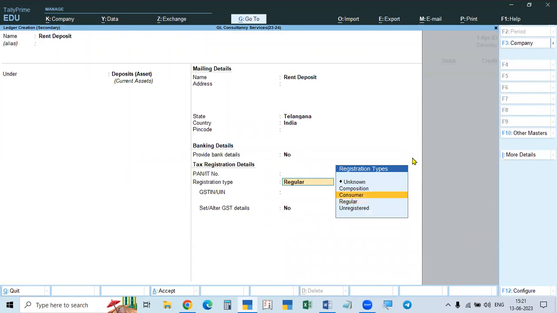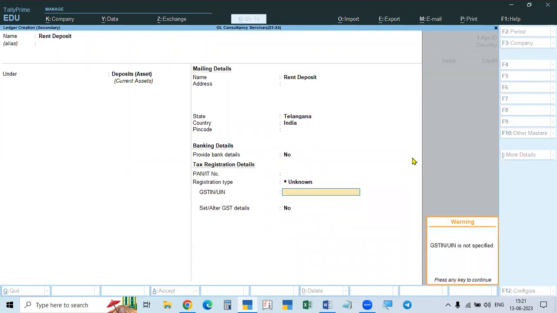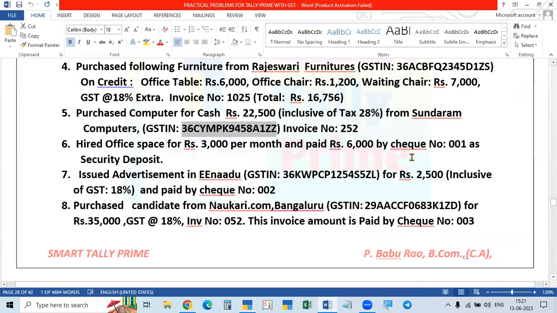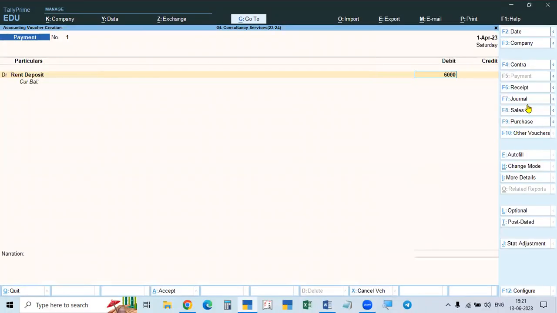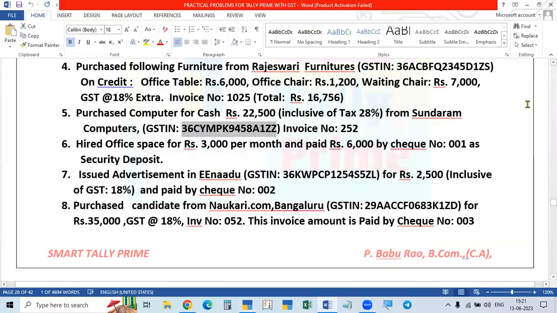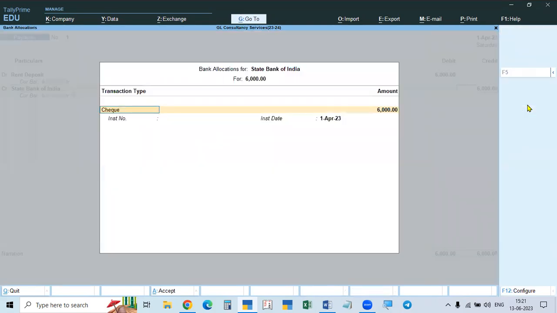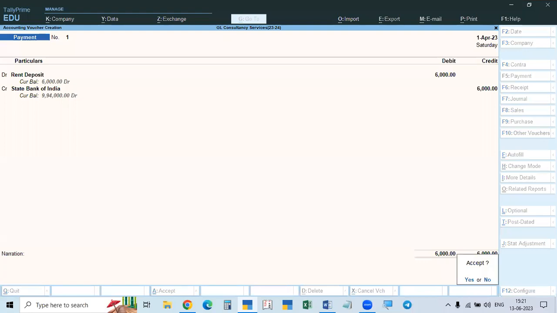And here the deposit is not taxable. So just enter that. And for rent deposit, how much is paid? We paid 6,000 rupees. So 6,000 rupees debit and credit. How did you pay? If you pay cash, you can take cash. You are paying by check, that means you have to select State Bank of India. Since you are paying by check, it is asking transaction type check. Previously it was cash deposited. Here it is asking check number 001. That is rent deposit payment.